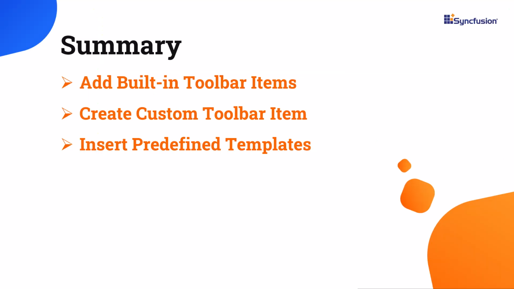Now let me summarize. In this video, I showed you how to add built-in toolbar items and create custom toolbar item in the Blazor Rich Text Editor. I also showed you how to insert predefined templates using those custom toolbar item.